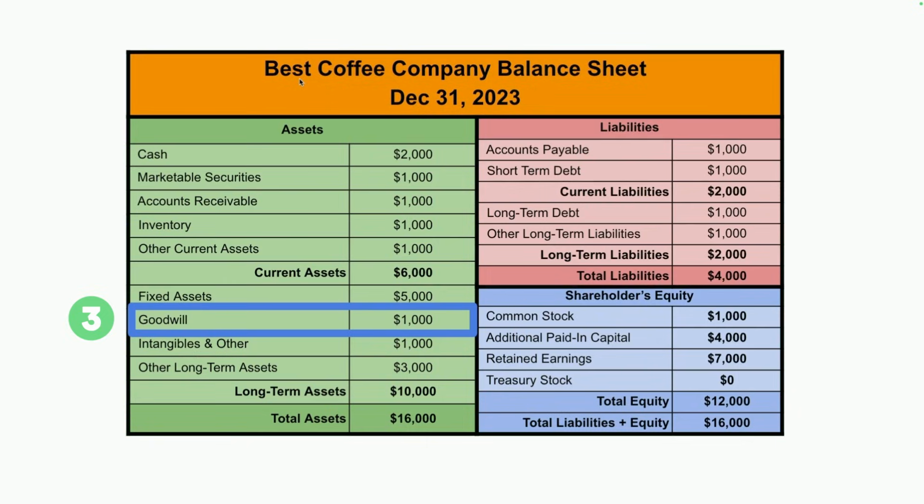The next number I always look at is goodwill. If this is a big number relative to the company's total assets, it tells me that a company's strategy is to grow by acquiring other businesses, which is a strategy that, generally speaking, I do not like.